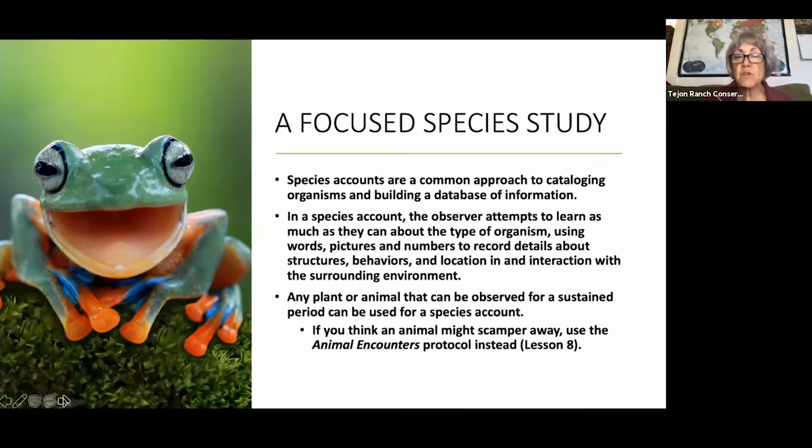Any plant or animal can be observed for a sustained period of time, and that can be used as a species account. If you think that an animal that you're interested in might scamper away, it would be better to use lesson 8, animal encounters, instead. So don't choose an animal that's going to wander away before you're finished studying it. That said, you may find an animal that's slow moving or sticking around in one area. That animal, while it's moving, still can be studied. And in fact, it's very interesting because those movements are part of its behavior.